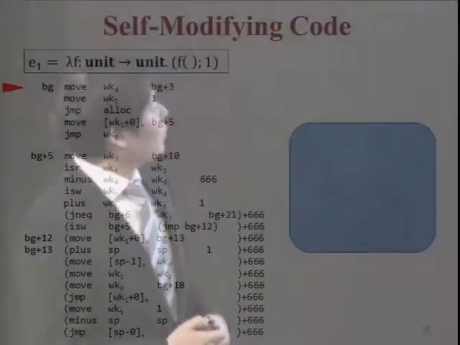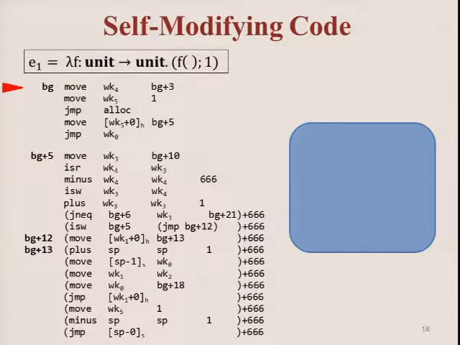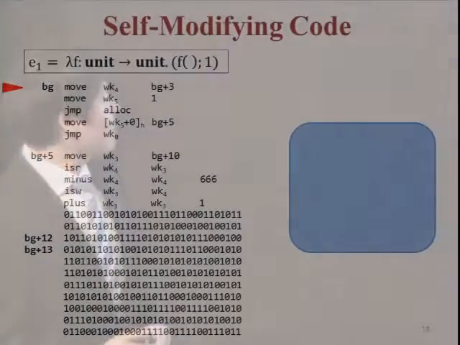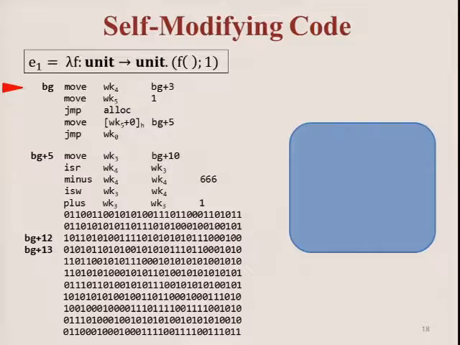And then, to make it more interesting, I obfuscated the code by adding 666 to the code, so it will look like this junk. It's hard to see what the instructions are. Okay, now let's walk through this example to see how it works.